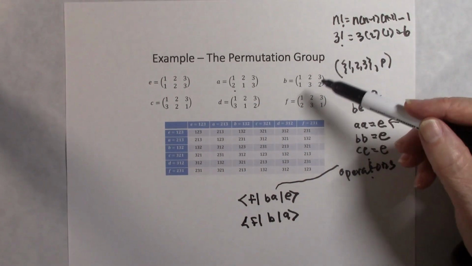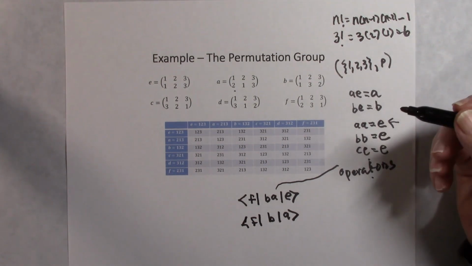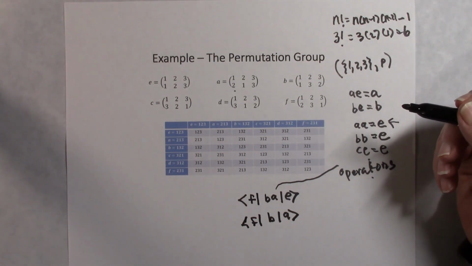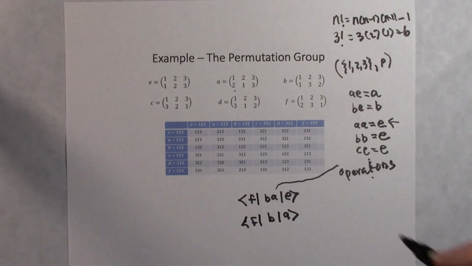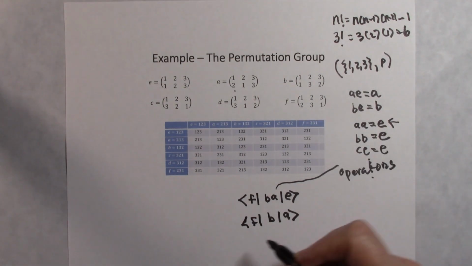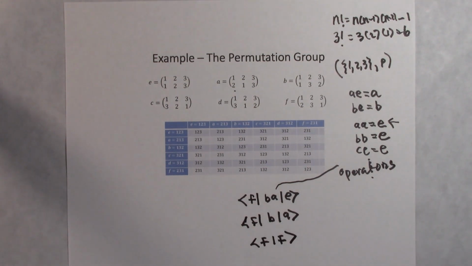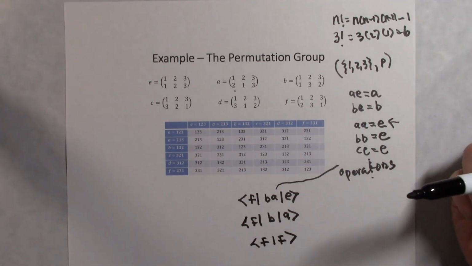If B acts on A, that tells us to switch the second and third element around. So we would get 2, 3, 1. Well, 2, 3, 1 is F. So we can write something like that. And so we have reached the final state.